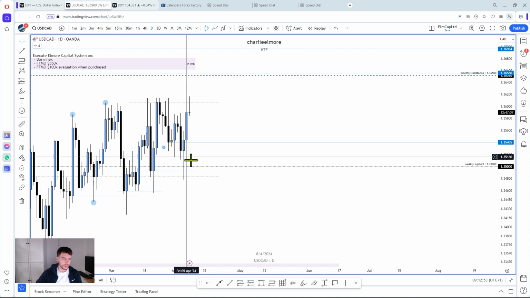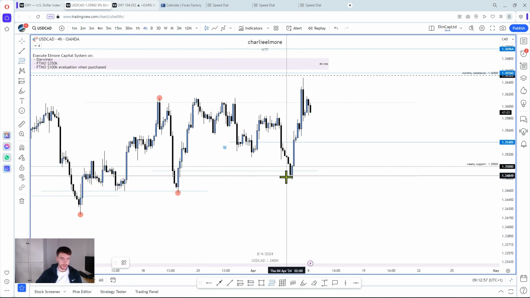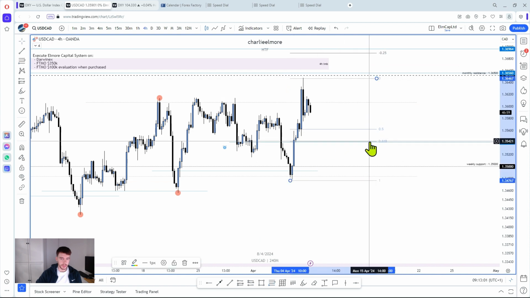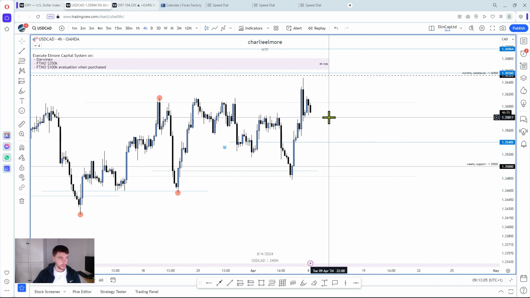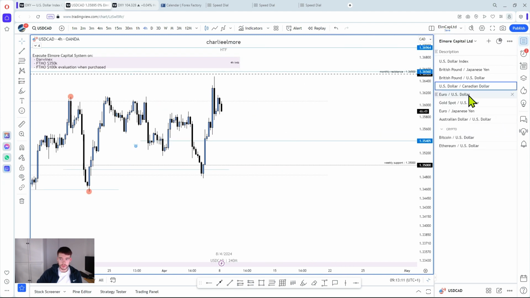Just right there. Two bodies bringing it through. So obviously that would align within the discount of that leg as well at the 61.8. So yeah, that's what I'm waiting for with USD CAD. Nice and simple. Okay, so we'll have to see with that one.